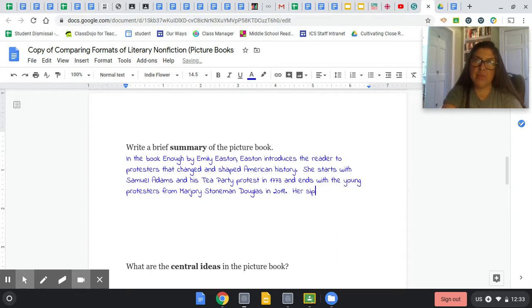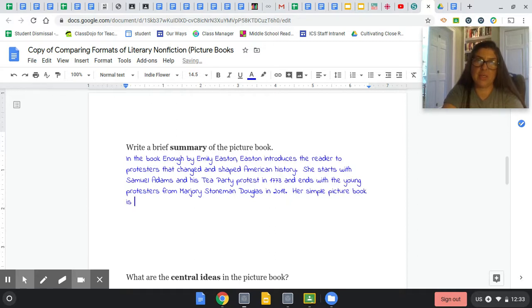Her simple picture book is followed up by a more detailed blurb about each protester featured.